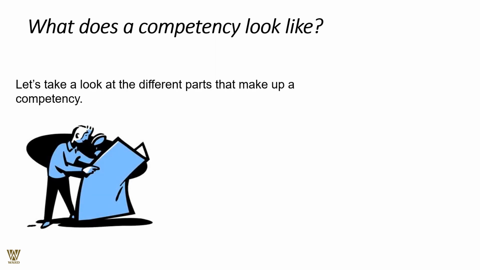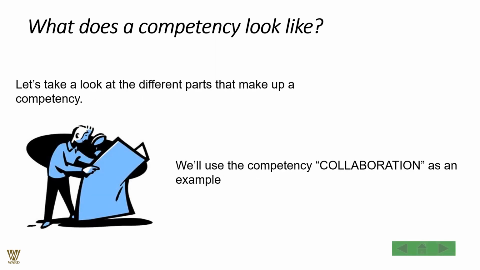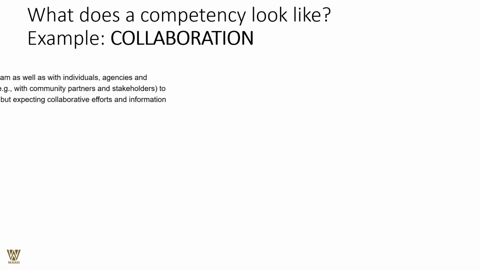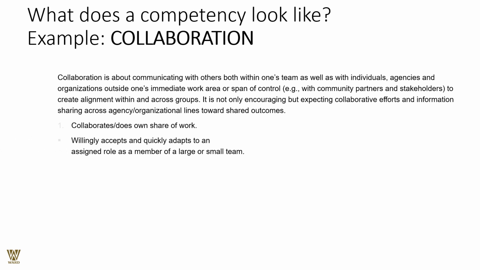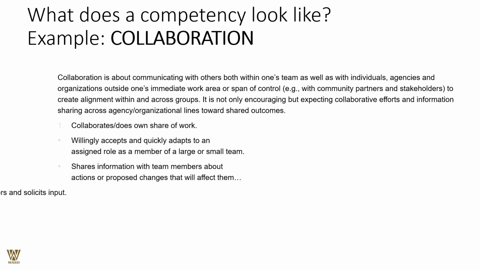So exactly speaking, what does a competency look like? Now allow me to break this down into the different parts, and let me explain how a competency works with an example for you. Let's say we're talking about the collaboration model. Collaboration is all about communicating between one team and another team, between the team and the team members, the agencies, the organization, outside an immediate work area span. We are talking about the community growth, the community partners, the different stakeholders to be aligned with. It is not just encouraging but expecting collaboration efforts and information sharing.